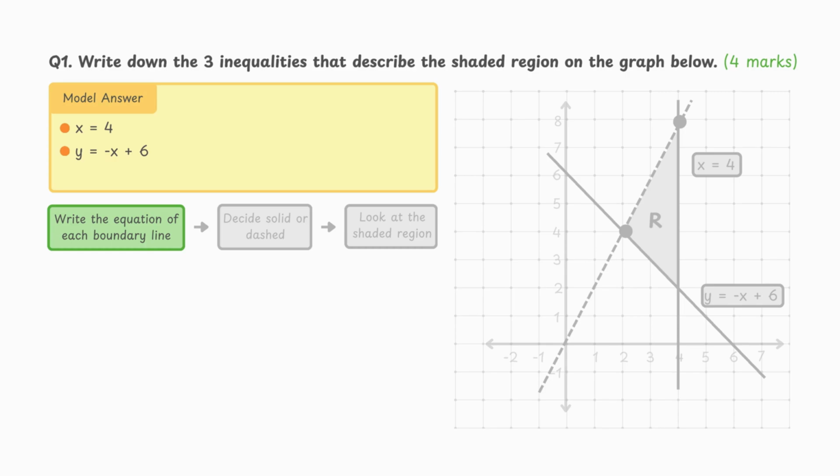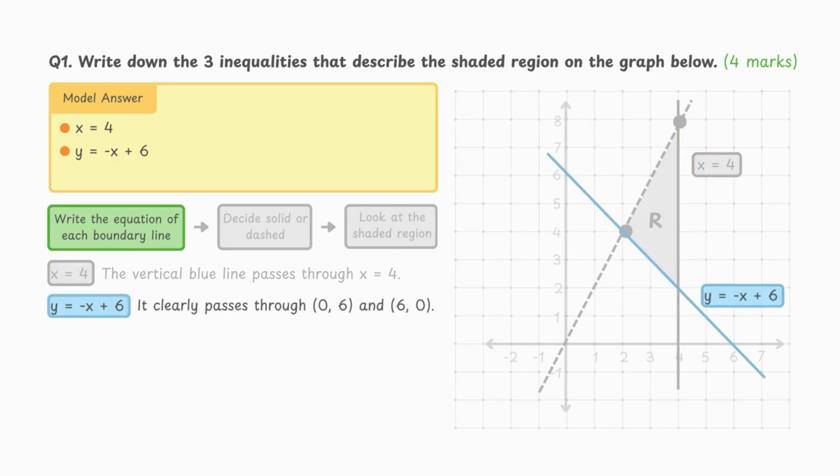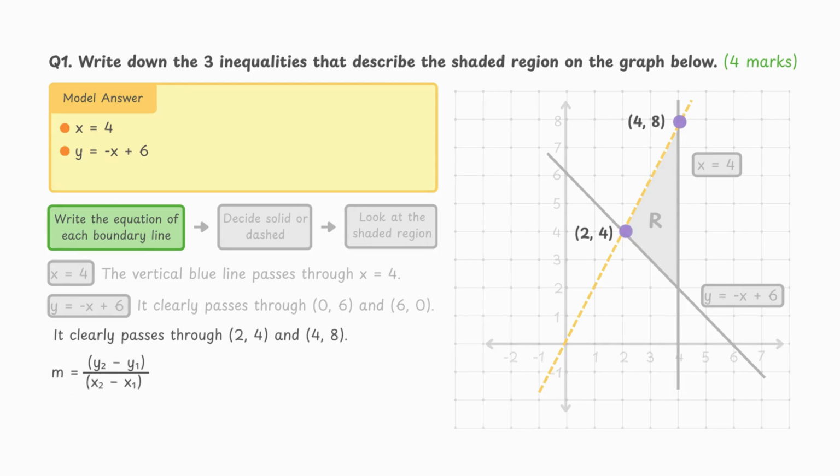So far, we already have two equations. The vertical line is x equals 4, and the diagonal line is y equals negative x plus 6. Now look at the dashed line. We can see it passes through two clear points, (2, 4) and (4, 8). So let's find the gradient. The change in y is 8 minus 4, which is 4. The change in x is 4 minus 2, which is 2. So the gradient is 4 divided by 2, which is 2.